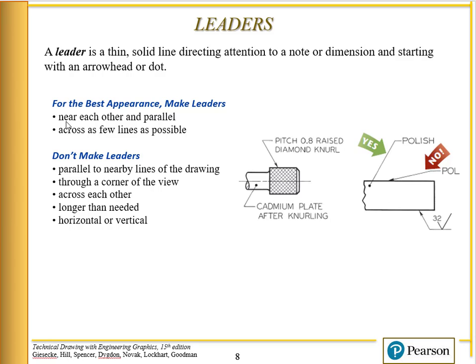So for the best appearance, make leaders near each other and parallel across as few lines as possible, and don't make leaders parallel to nearby lines on the drawings. It just gets confusing. And don't make leaders go through a corner of a view, and don't allow leaders to cross each other, and don't use really long leaders, and then don't make leaders horizontal or vertical.